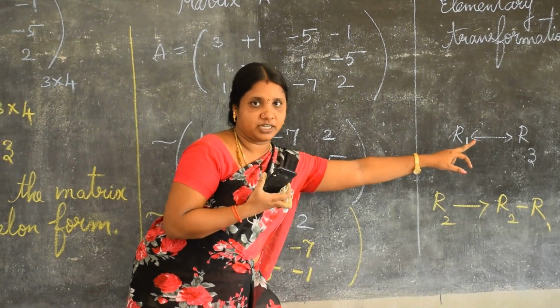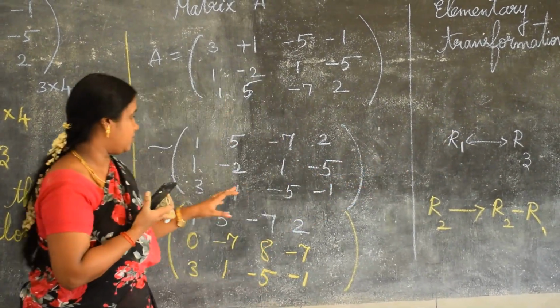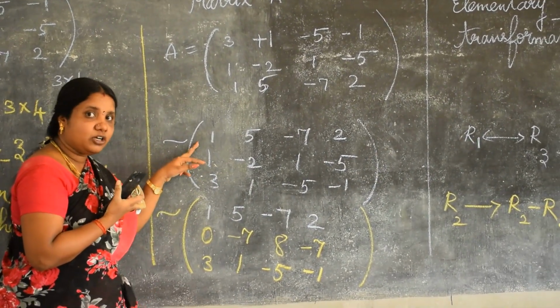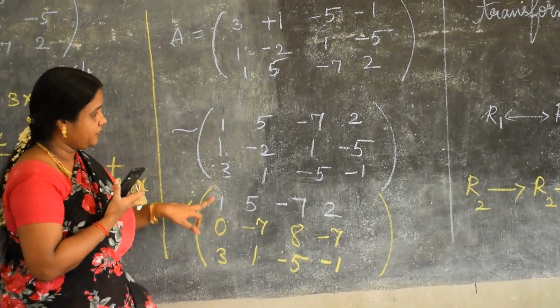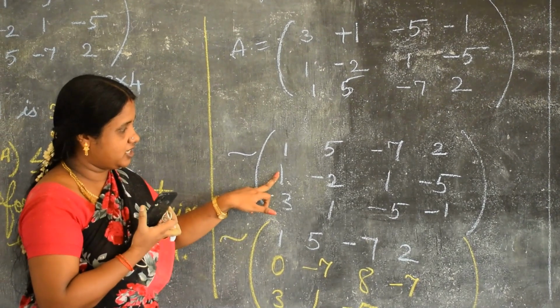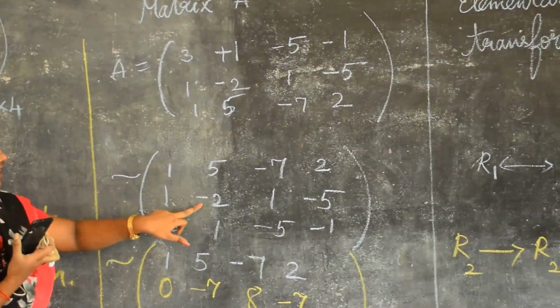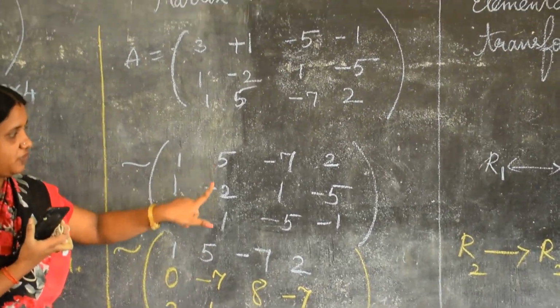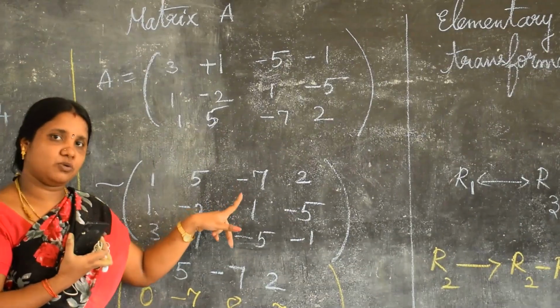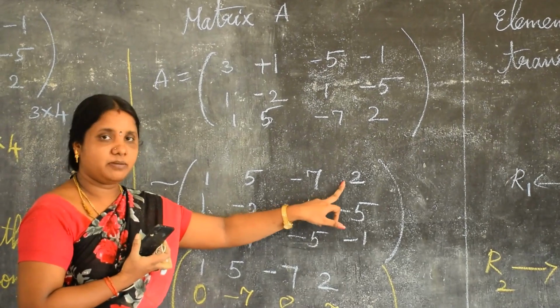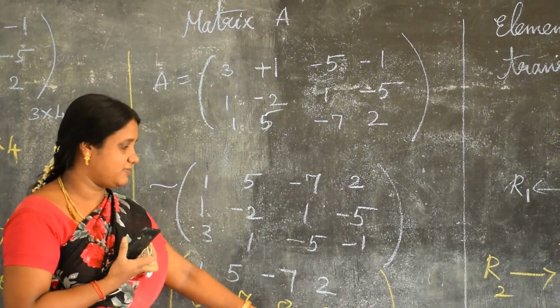Next what do I have to get? Below this one I have to get 0. So what am I going to do? I am going to subtract these two. In R2 I have to get 0. So R2 minus R1. Subtract and write here. Minus 5 minus 2 is minus 7. 1 minus minus 2 becomes plus, so 1 plus 7 is 8. Here minus 2, minus 5 minus 2 is minus 7. The last row, take it and write it as it is. Here you should not change anything.